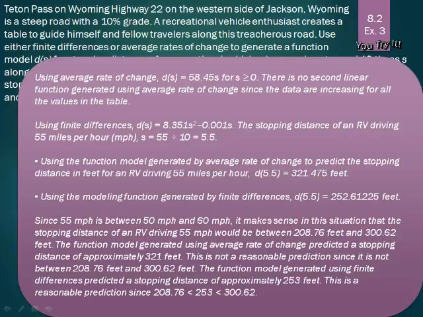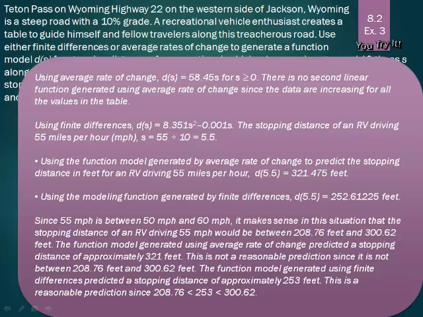Using the function model generated by average rate of change to predict the stopping distance in feet for an RV driving 55 miles per hour, d of 5 and 5/10 equals 321 and 475 thousandths feet. Using the modeling function generated by finite differences, d of 5 and 5/10 equals 252.61225 feet. Since 55 miles per hour is between 50 miles per hour and 60 miles per hour, it makes sense in this situation that the stopping distance of an RV driving 55 miles per hour would be between 208 and 76 hundredths feet and 362 hundredths feet.